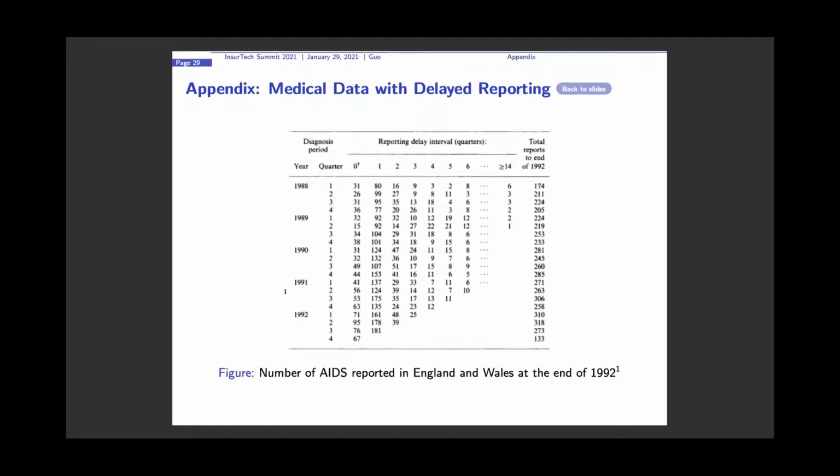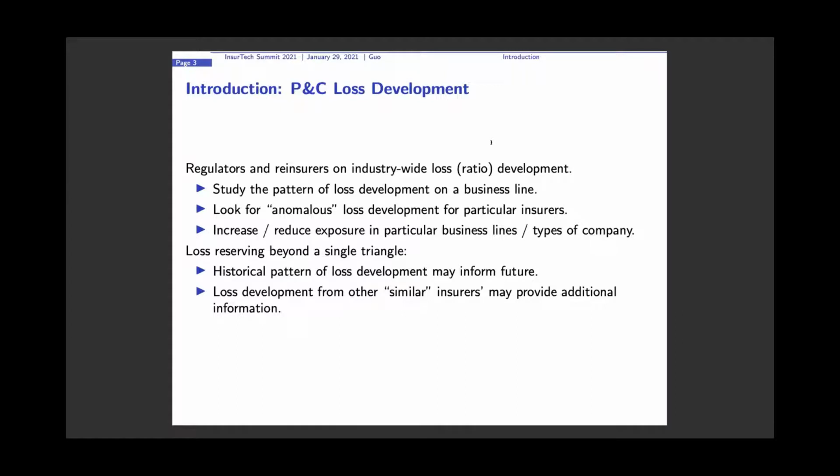Take AIDS cases, where we can see a similar pattern. All the cases before 1990 have almost finished reporting, but after 1991 it's incomplete. So they face the same problem: trying to project the incomplete curves, and you can also study the complete information. But we'll be focused on P&C loss triangles.